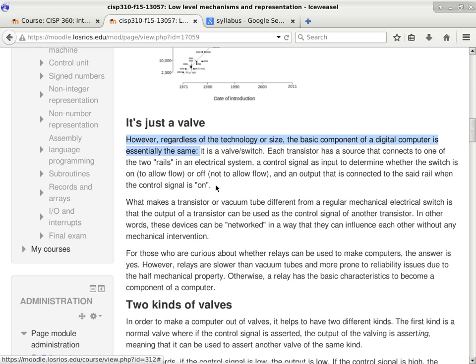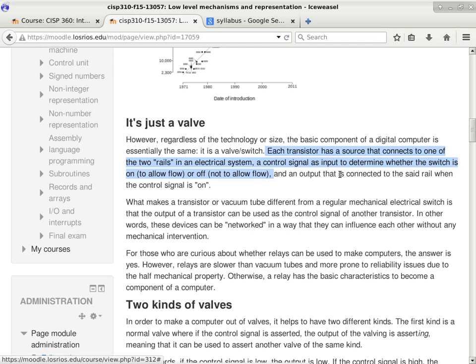Each component, each transistor, each vacuum tube, is basically a valve or a switch. Each transistor has a source that connects to one of the two rails in an electrical system, a control signal as the input to determine whether the switch is on or off, whether to allow the flow through or not, and an output that is connected to the said rail when the signal is on. In other words, it's just a switch.